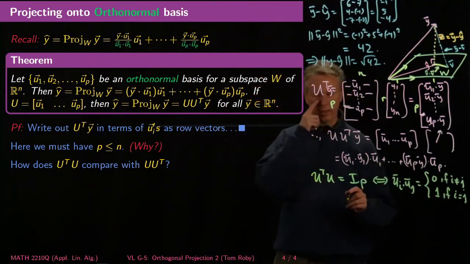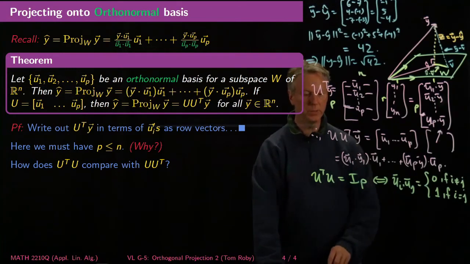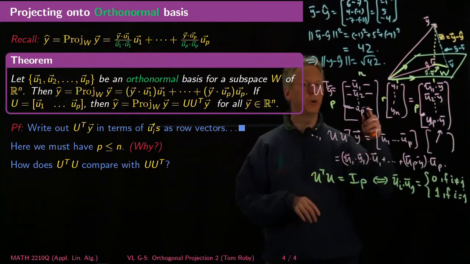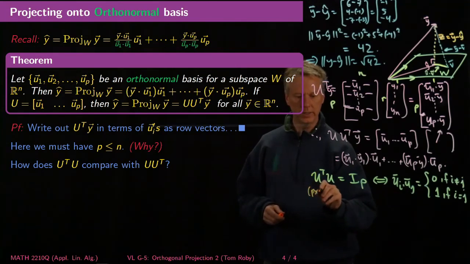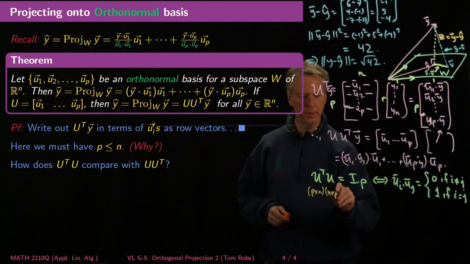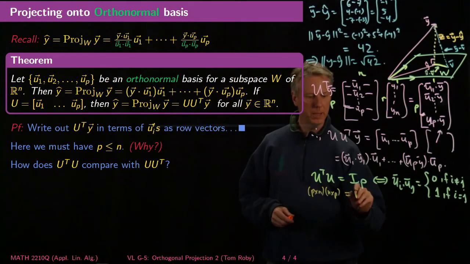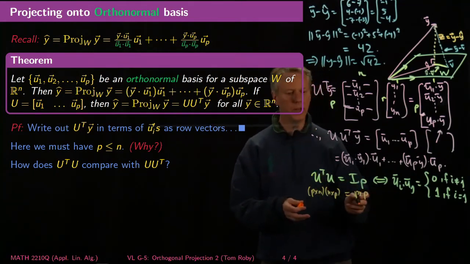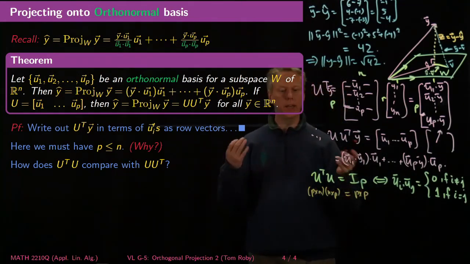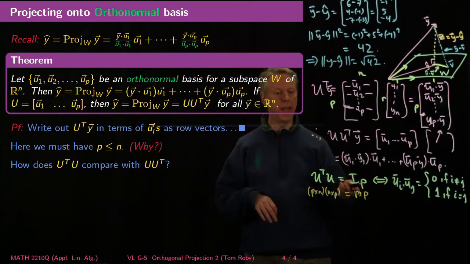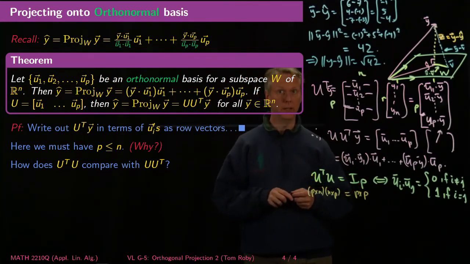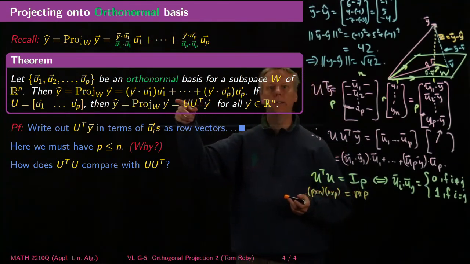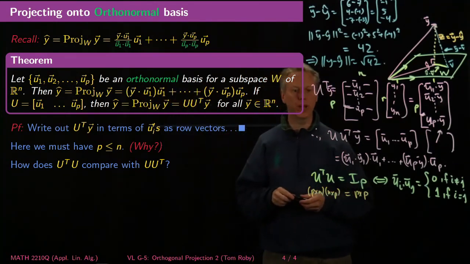But in this situation, if you take U transpose U, then you're taking a p by n matrix times an n by p matrix, so you get a p by p matrix. But if you go the other way around, then you're taking n by p times p by n, and you're getting an n by n matrix. Okay? So what this is saying is that U U transpose is actually the projection matrix.